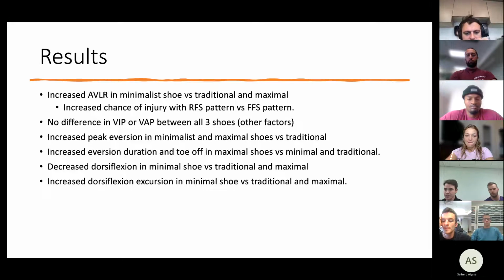They noticed increased peak eversion in minimalist and maximal shoes versus traditional shoes. Increased eversion duration and toe off in maximal shoes versus minimal and traditional. Decreased dorsiflexion in the minimal shoe versus the traditional and maximal shoes, and increased dorsiflexion excursion in the minimal shoe versus the traditional and maximal shoes.